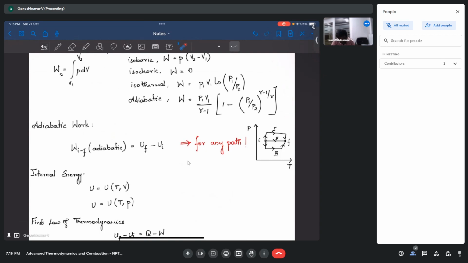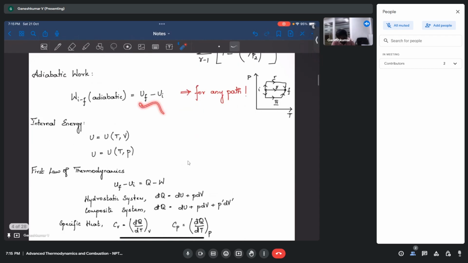And if it's an adiabatic process, then we have something like this, Uf minus Ui. If it's an adiabatic process and you are doing some work, which means no heat is going to come out, then something has to change within the system, and here the change is nothing but final internal energy minus initial internal energy. So whether you take any path, since internal energy is a state function, not a path function, this becomes constant for any path, given that the initial and final states are the same.